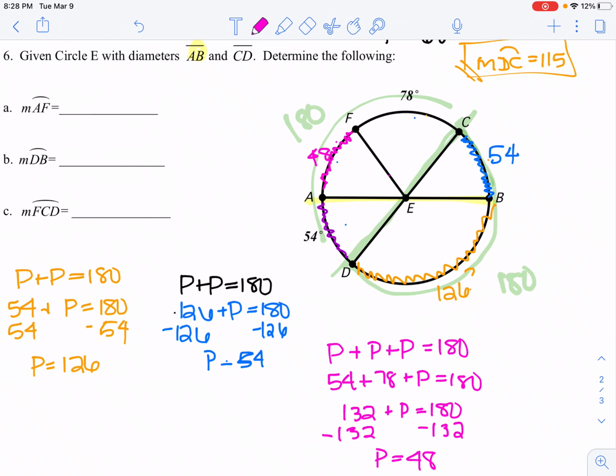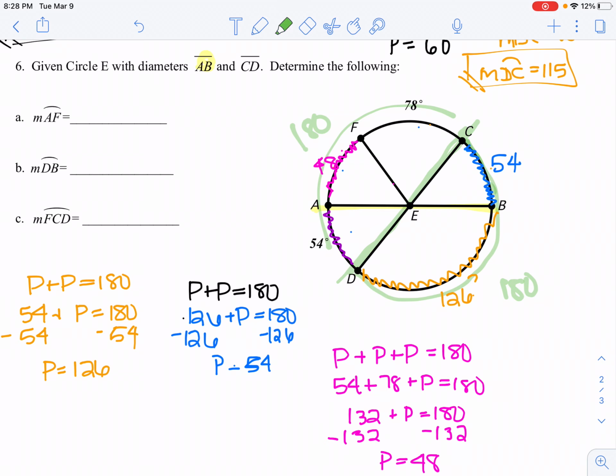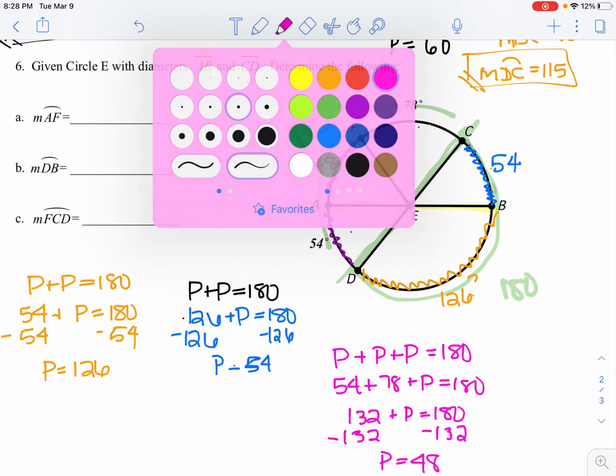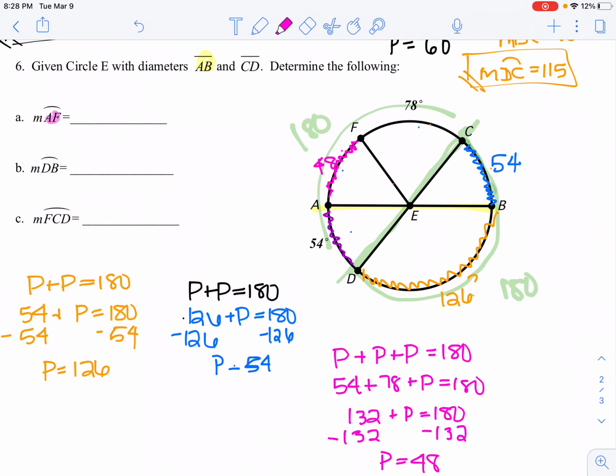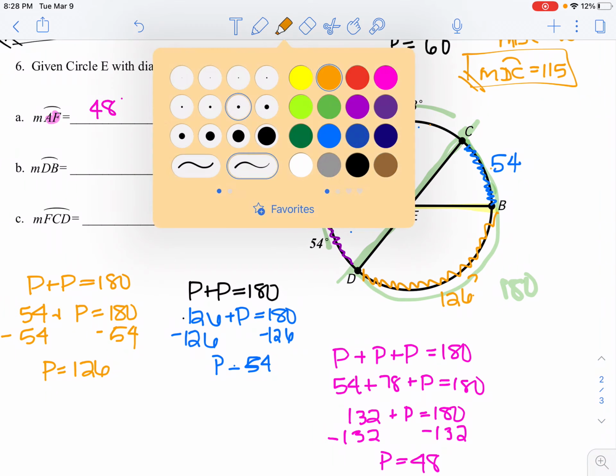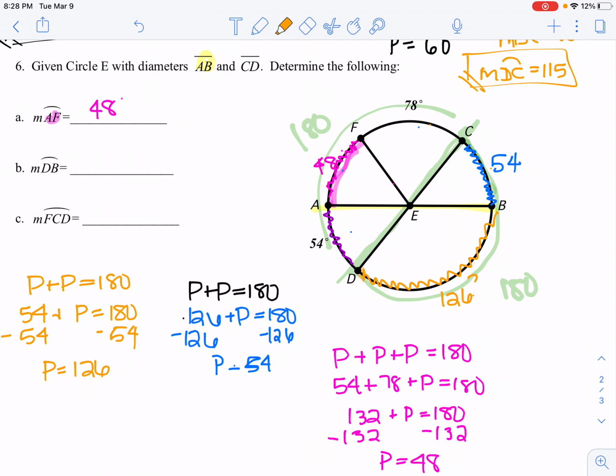All right, so now I have the measure of all of these. So let's go. The first one says find the measure of that arc AF. So from A to F, it's 1 arc. So that's 48 degrees. If it says to find the measure of arc DB, I'm going to go from point D to point B on the arc. That arc is made up of 1 arc. So it's 126 degrees.